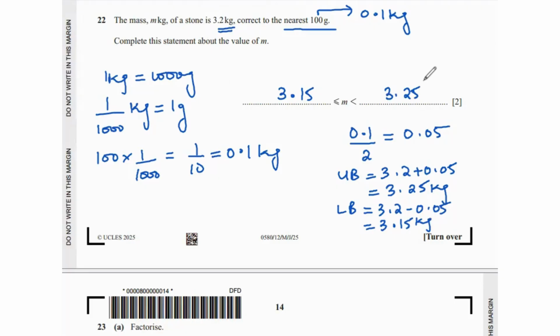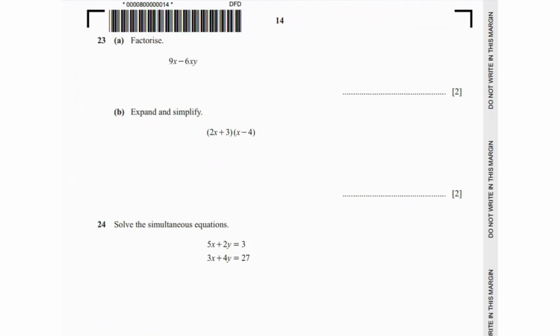So this is your maximum and minimum value for the given inequality. Then factorize 9x minus 6xy. So factorization, you see what are the highest common factors. Very similar to what you were doing in the previous question, where we were supposed to find the HCF of 66 and 110. So between 9 and 6, we have 3 common, and then we have an x common.